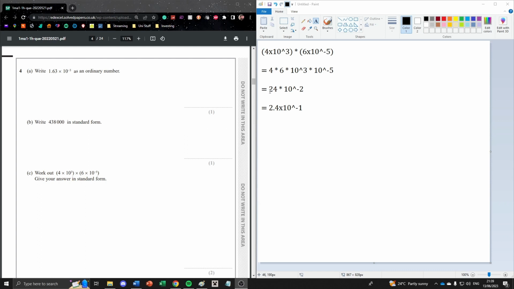So we simply make this term 10 times smaller and make this term 10 times bigger, and we'll be left with the same number. So obviously dividing 24 by 10, we get 2.4, and multiplying 10 to the power of minus 2 by 10, we get 10 to the power of minus 1. So our final answer is 2.4 times 10 to the power of minus 1.